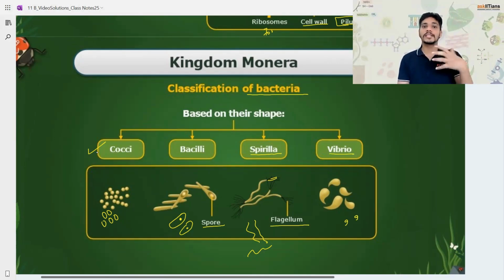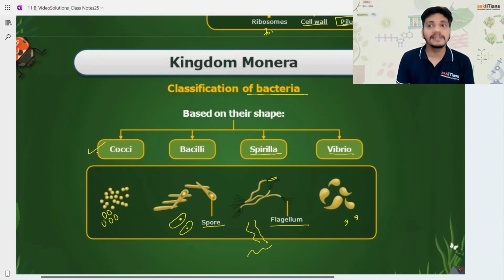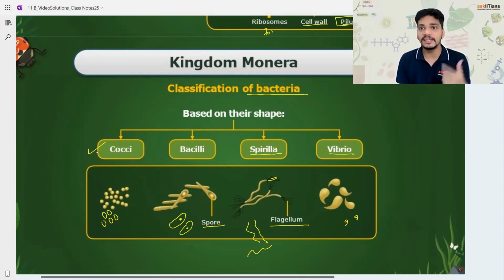So this is based on the shapes. Okay, bacilli, spirilla, and the vibrio. This point is very much clear. Yes. Can we move to the next one? Yes. Here we go.